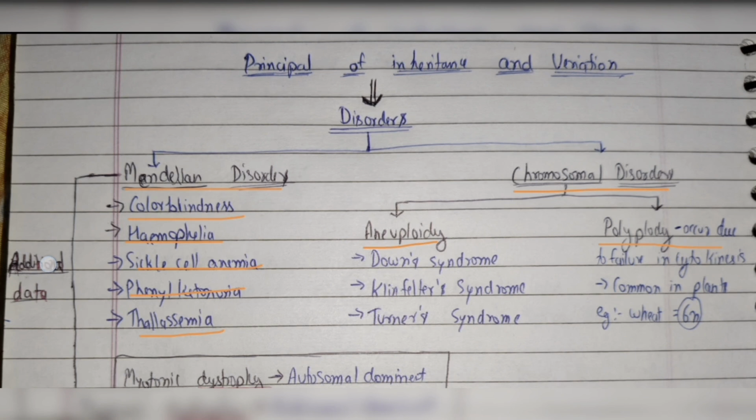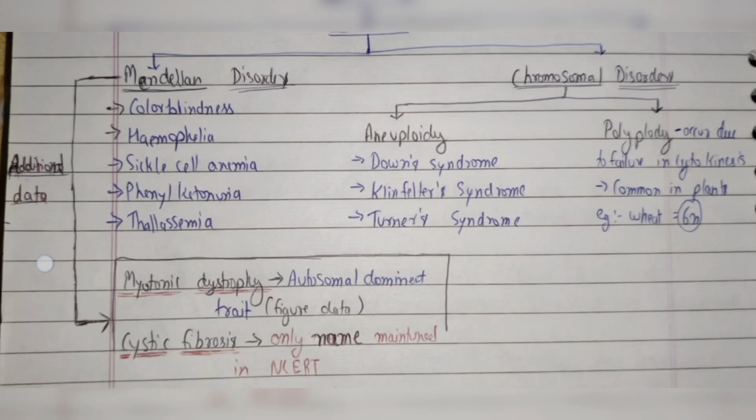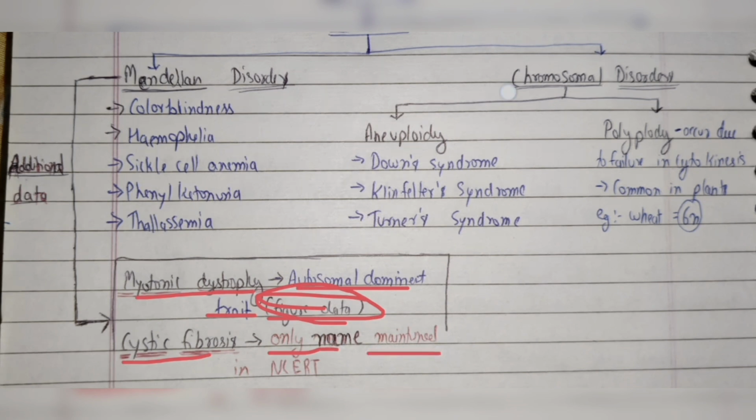And there are also some additional Mendelian disorders, and those were myotonic dystrophy, which is an autosomal dominant trait. It is derived from the figure data and it's not actually given in NCERT lines. The second additional disorder would be cystic fibrosis. Its name is given in the lines and only its name is mentioned in NCERT, and no details are given in any chapters about this disorder.